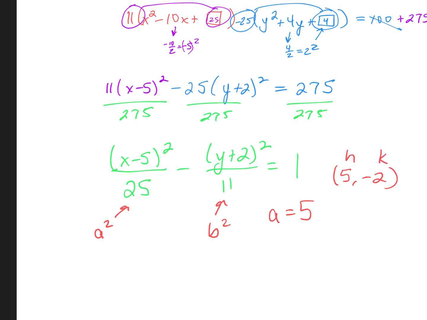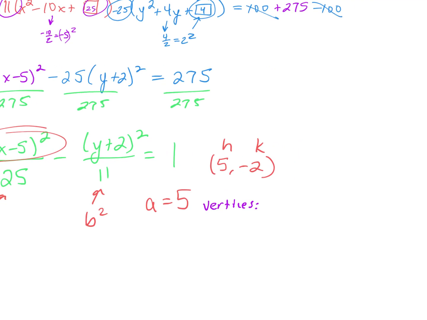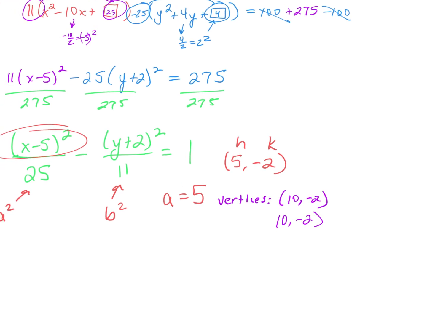So if I was going to find the vertices, and I know that this is a horizontal, how do I know that that's horizontal? Why do I know that's horizontal? Because the x has the bigger denominator. So I'm going to add and subtract 5 to my H or my K? To my H. So my vertices for this problem would be at 5 plus 5 is 10 comma negative 2, and 5 minus 5 would be 0 comma negative 2.